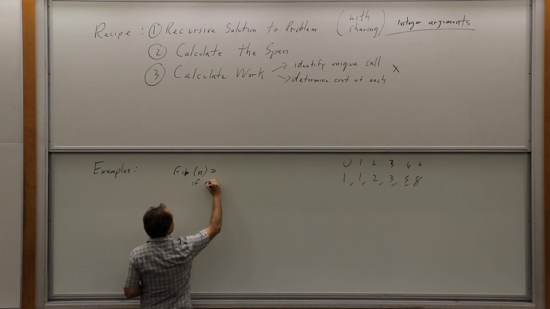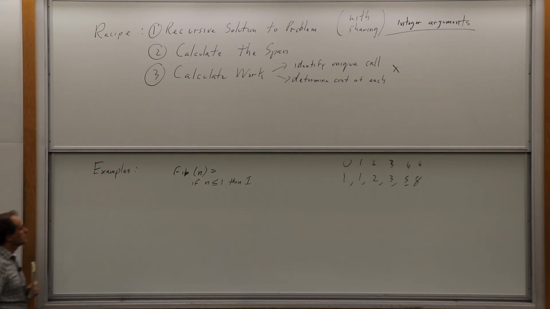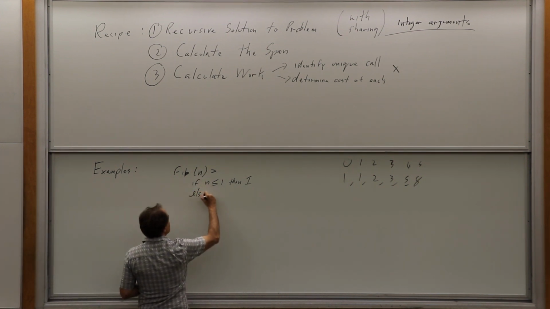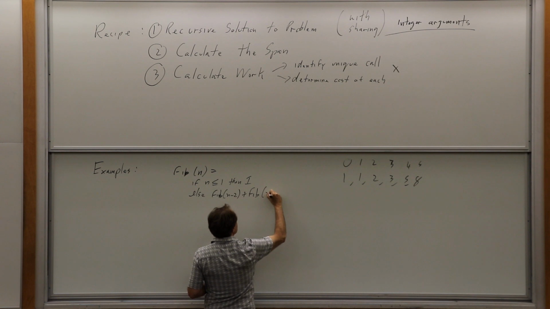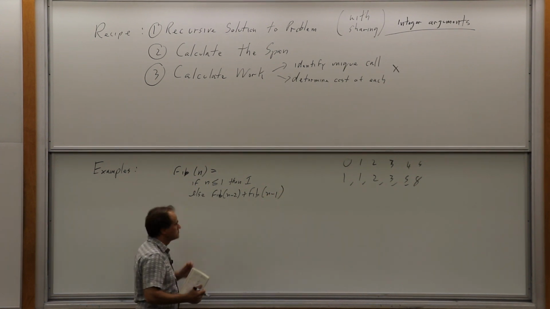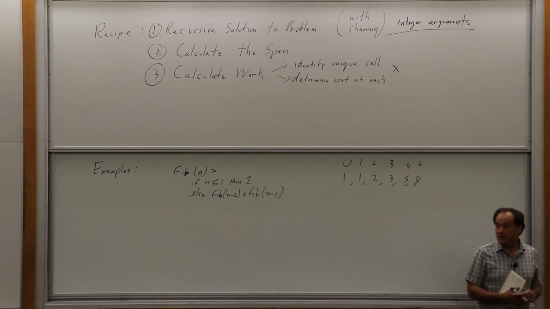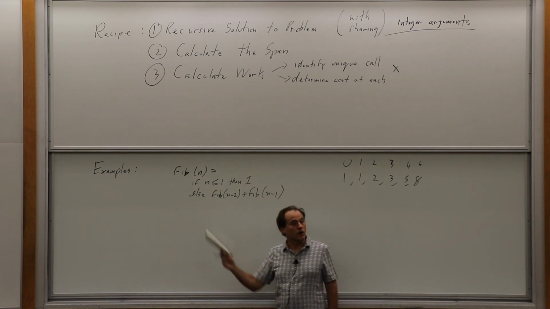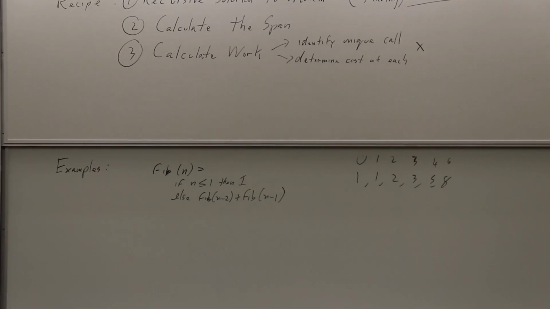So we have something like: if n is less than or equal to 1, then 1, else fib of n minus 2 plus fib of n minus 1. Okay, so that's our dynamic programming. Now you might say that's a recursive program, but my worldview here is I view that as a dynamic program already, because we can figure out this sharing on our own and figure out what the work and span are going to be. So that's our recursive solution.